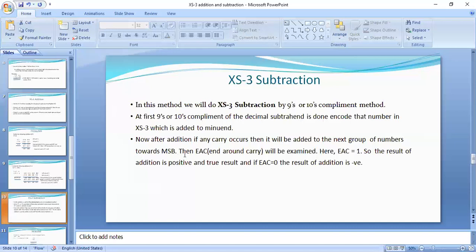Okay, next, after addition, if an end around carry is generated, the result will be positive. If there is no end around carry, the result is negative. If the carry is generated, the result is positive. And if the carry is 0, meaning there is no end around carry out, the result is negative.